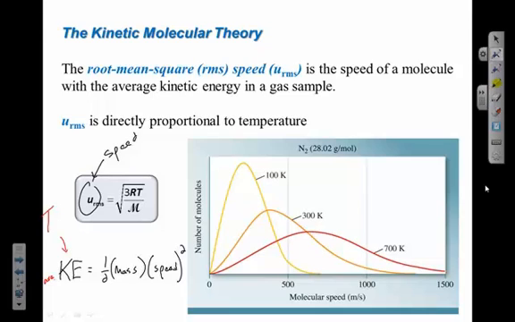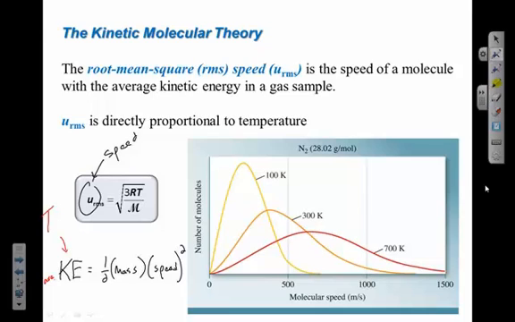These are all for the same sample. When I have nitrogen, which has a specific mass, and I increase the temperature, most of the molecules move faster, but I still have some moving slow, and a lot more moving really fast, so I increase the distribution.